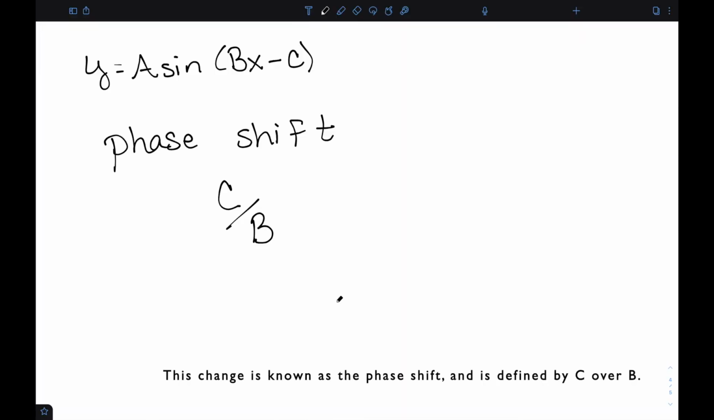This change is known as the phase shift, and it's defined by c over b. And what the phase shift tells us is where a period starts. So it tells us where that first period actually begins on our sine function.